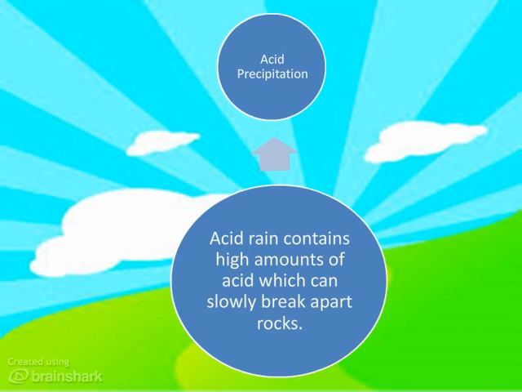So the first kind of chemical weathering is acid precipitation. Acid precipitation is usually acid rain, but in some cases there could be acid snow too. All acid rain is polluted rain, rain that's dirty, but it contains high amounts of acid that can slowly break apart rocks.